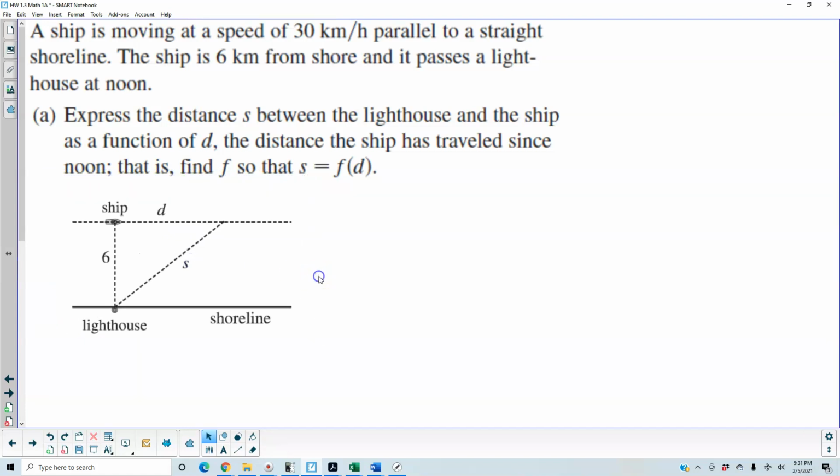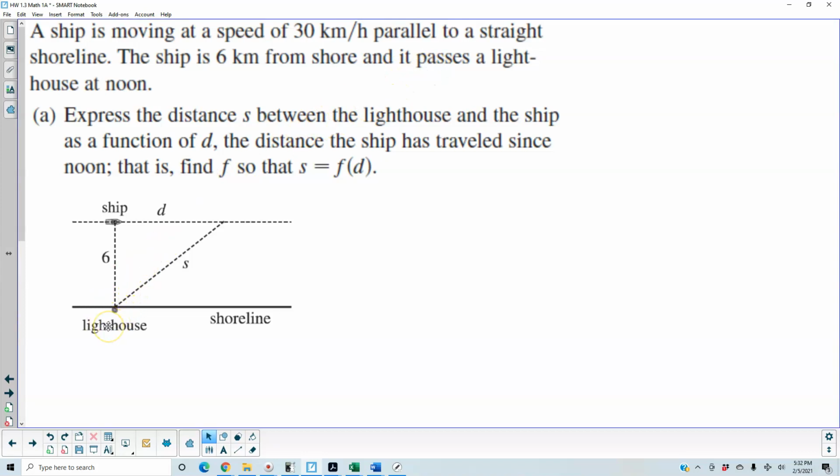Okay, so here we can see that this is the ship, and it is moving at a speed of 30 kilometers per hour and it's parallel to the shoreline. Okay, so here we have the ship and there is the shoreline. Now the ship is 6 kilometers from the shore and it passes a lighthouse at noon.